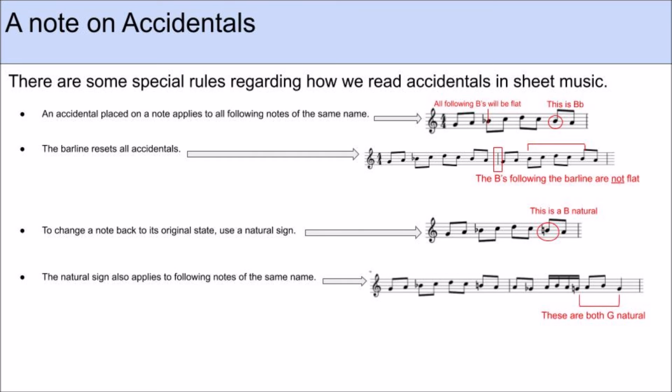So our first staff on the top right, there is a B flat. You can see a B with a flat sign on it. On beat 4 of that measure, there is another B. Because there was a B flat in the first part of the measure, this other B is also a B flat.